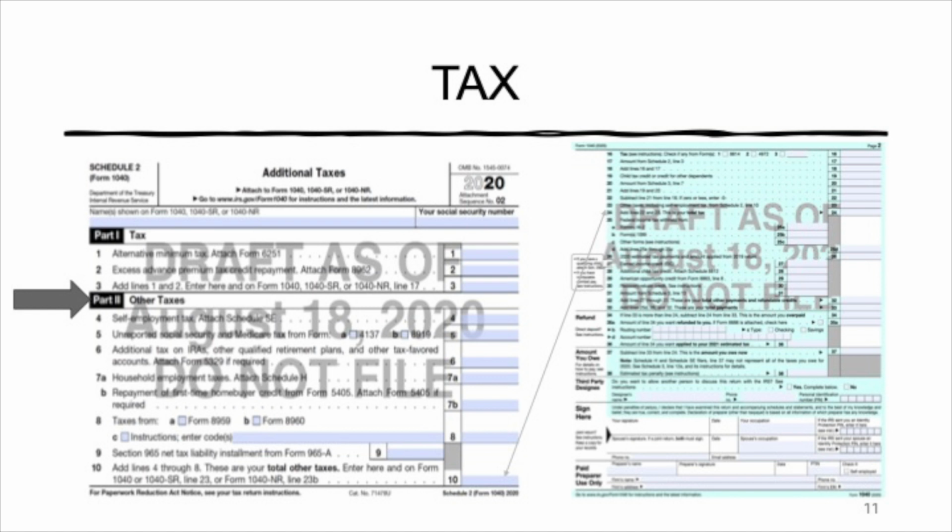Line 6 is the additional tax on IRAs, other qualified retirement plans, etc. If the taxpayer had a distribution from a retirement account before age 59 and a half, typically there's a 10% penalty. That penalty shows up in the form of a tax on the tax return. If you only owed the additional 10% tax on the early distribution, you may be able to report this tax directly on Schedule 2, Line 6 of the Form 1040 without having to file the Form 5329.